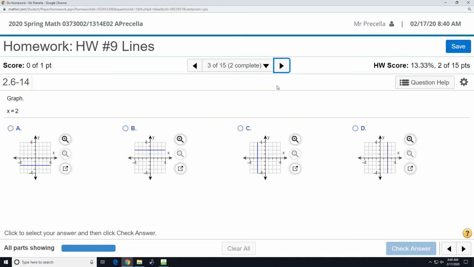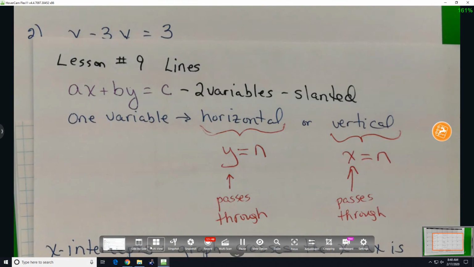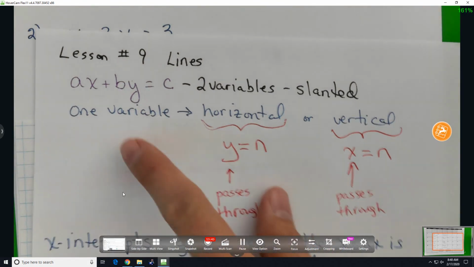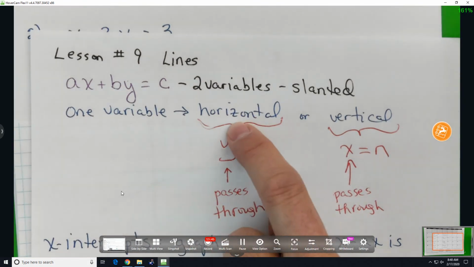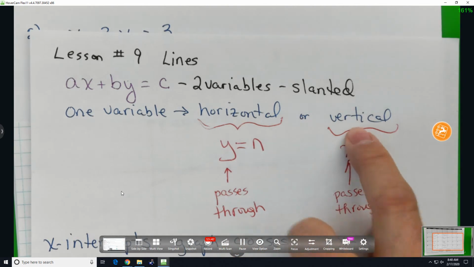Graph this line, x equals... Well, is this going to be a slanted line? X equals 2 is not a slanted line. If there's only one variable, it's either a horizontal line or a vertical line.